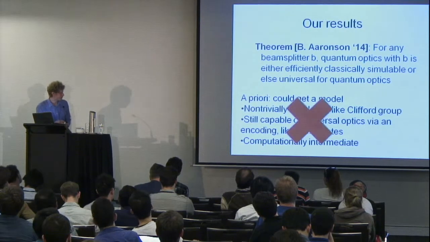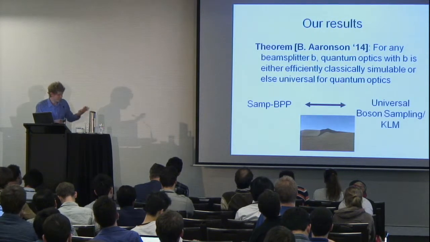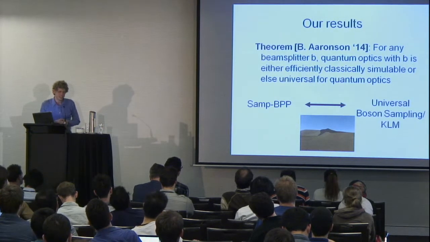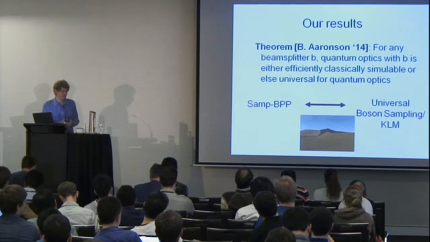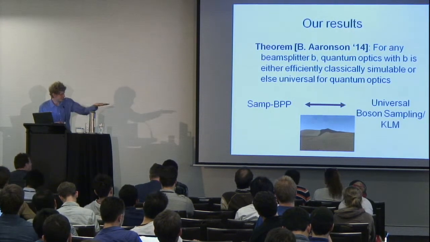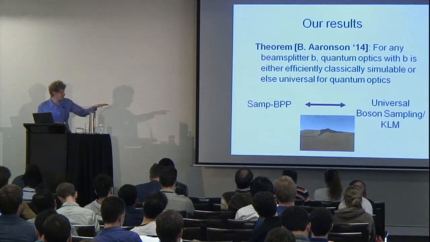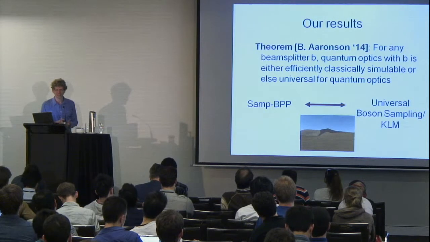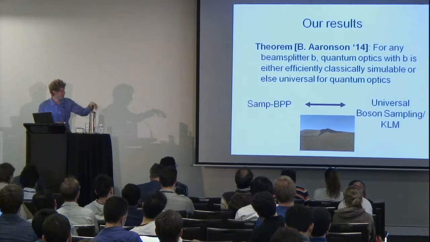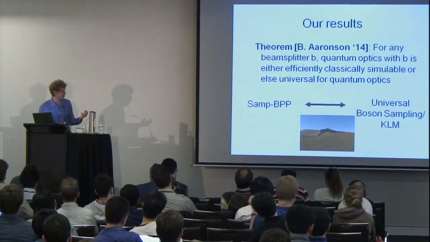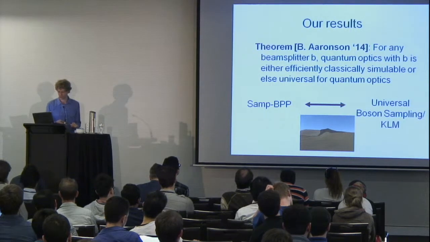And what our result says is that none of these things are possible. In other words, it's very difficult to define a subset of linear optics which doesn't give rise to universal boson sampling or KLM, and yet which is not efficiently classically simulable. It doesn't seem like, at least by restricting the set of beam splitters available, it's possible to define an intermediate class in this way.